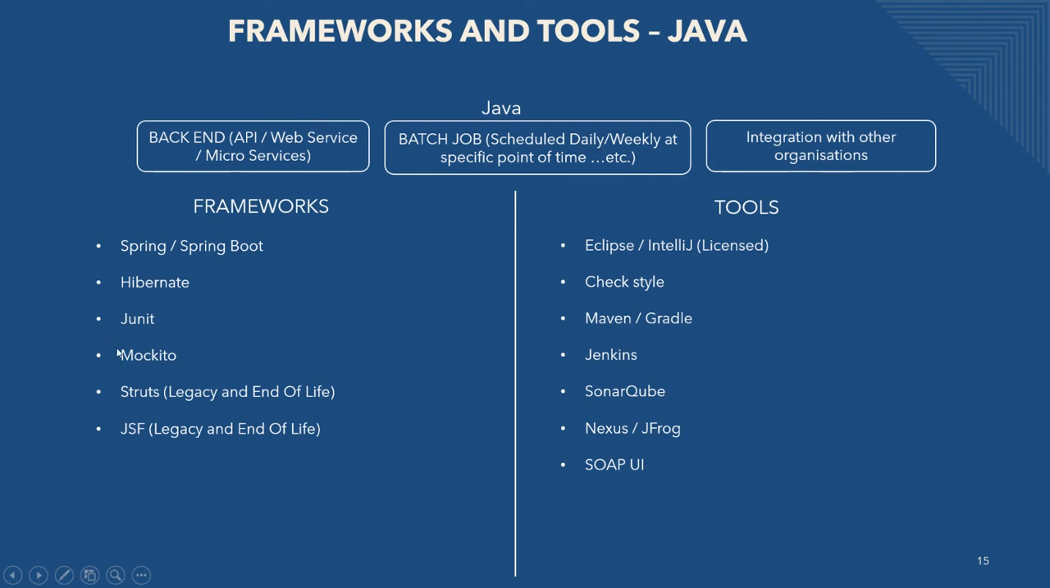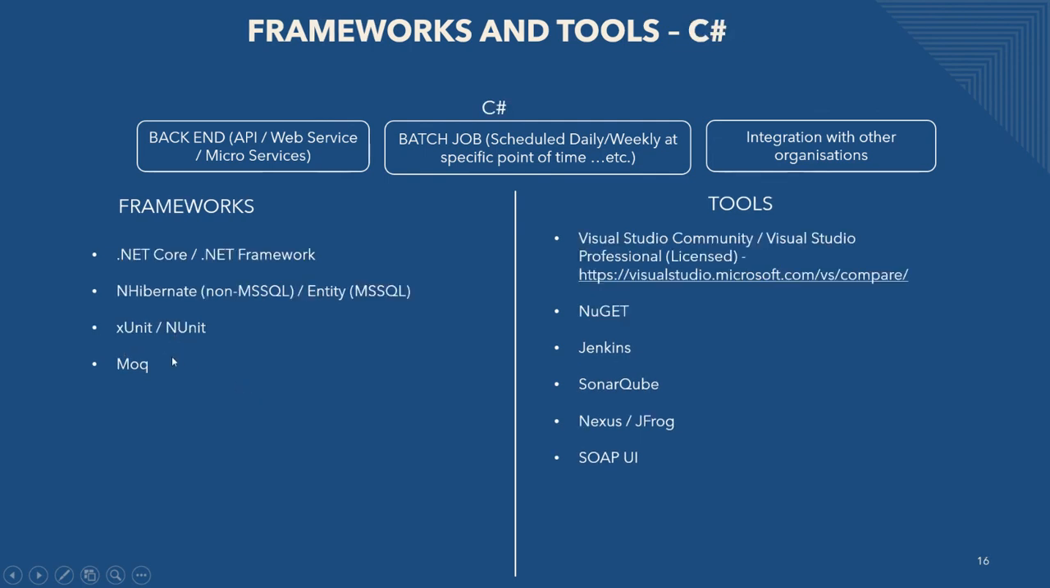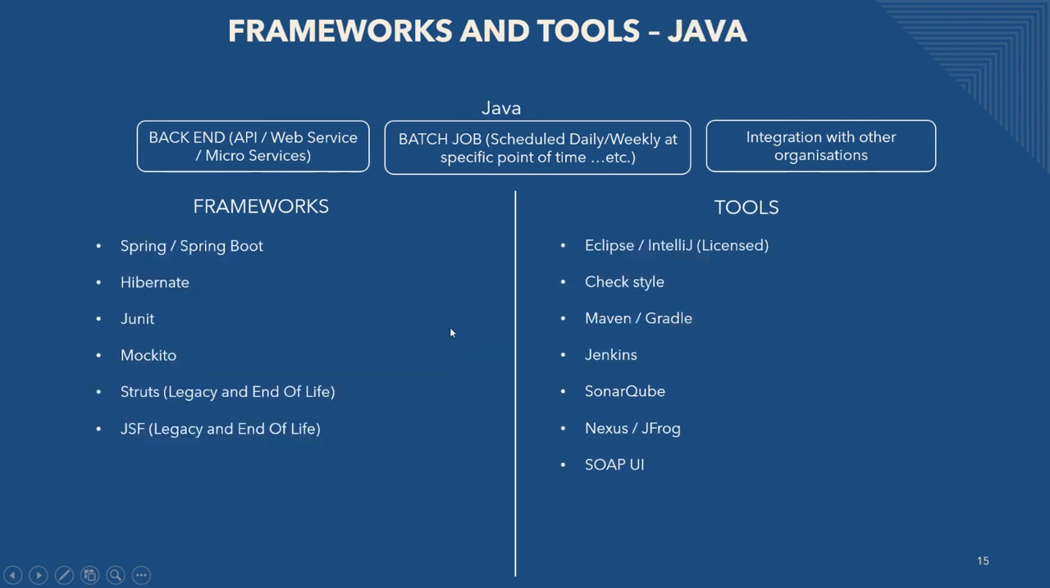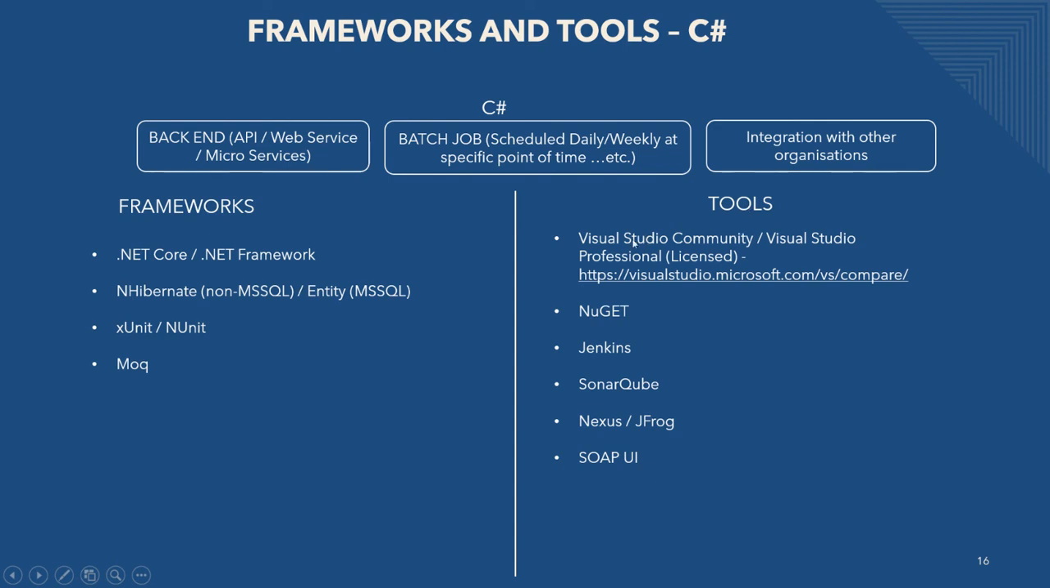Similar to Java, where you have JUnit and Mockito for unit testing, here also you have XUnit and Moq for unit testing your applications, which are developed using the C Sharp programming language. Very similar to Java, where you have tools, here also we have tools, which are effectively managed by Microsoft. Visual Studio Community is a version which is good enough for developing applications using C Sharp. And you have NuGet, which is very similar to Maven. For building the application, you use Visual Studio and NuGet together.